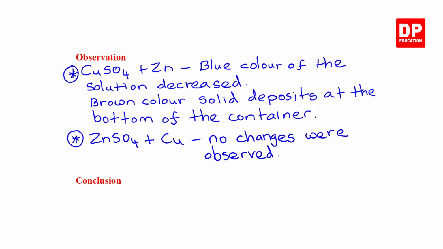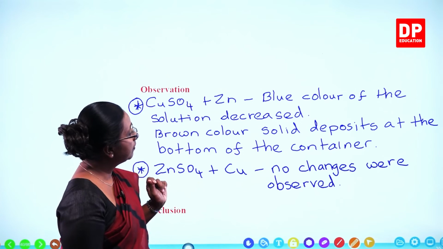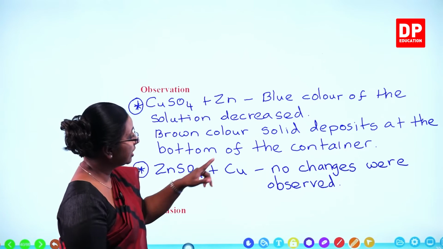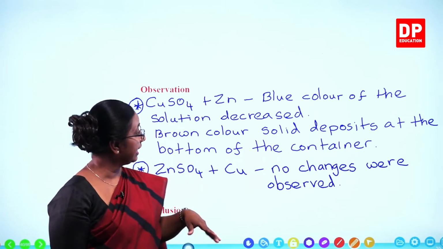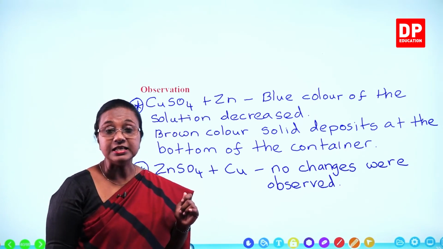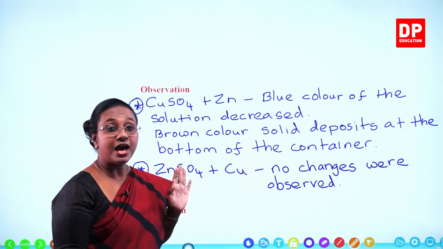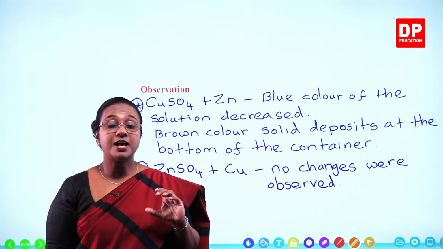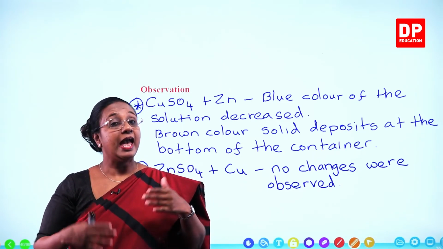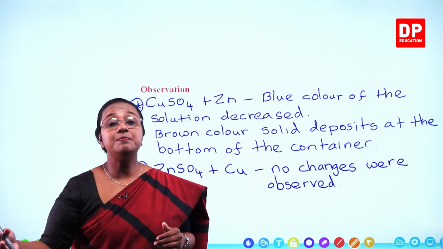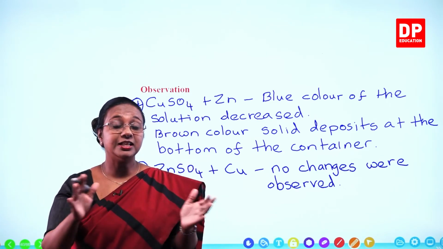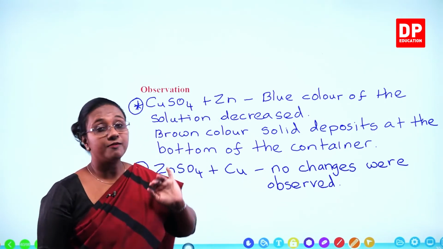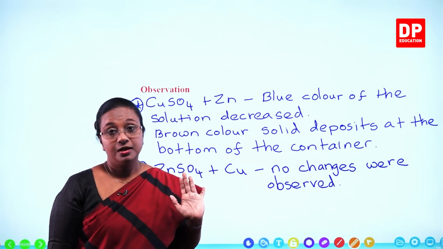So here you saw the change, the blue color of the solution decreasing and also the brown color solid deposits at the bottom of the container, as well as you would have seen the zinc metal dissolving. And I told you all when I did the activity, if we take a larger volume of copper sulfate and we let the reaction complete, then of course if we take the correct proportions, you will see completely the blue color of the solution will be gone.